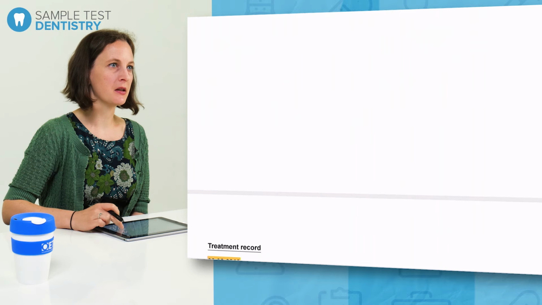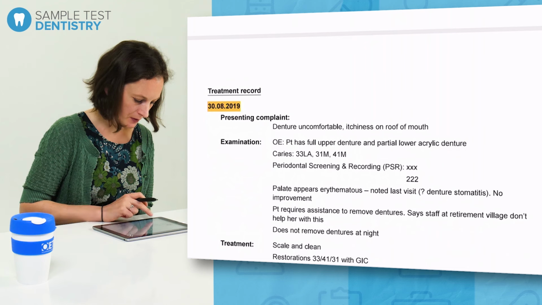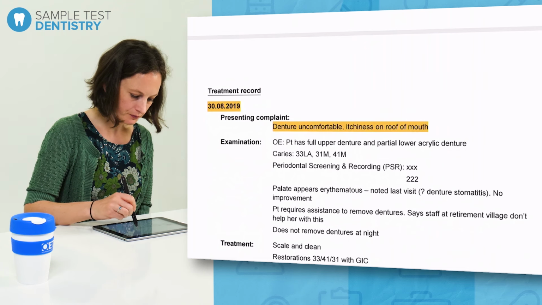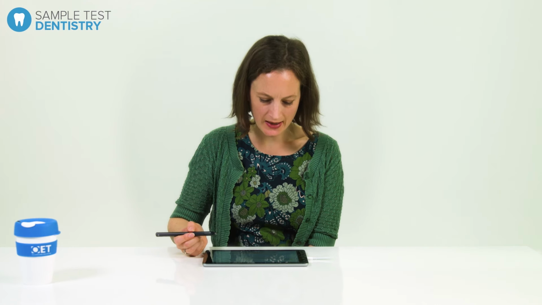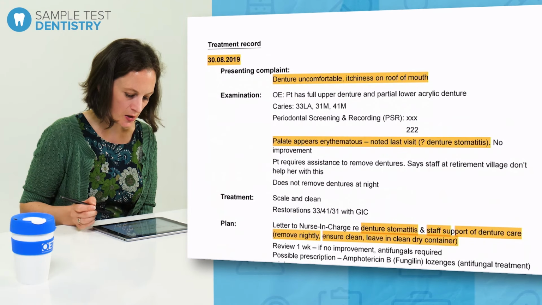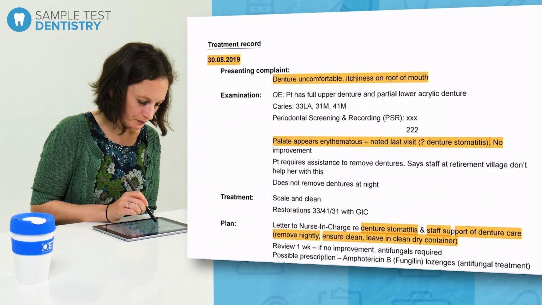At today's appointment, the reason for the visit is revealed as the dentures being uncomfortable and that there is itchiness on the roof of the mouth. The examination details are not relevant to the current condition until we get to the palate examination, which mentions that denture stomatitis has remained and there has been no improvement.